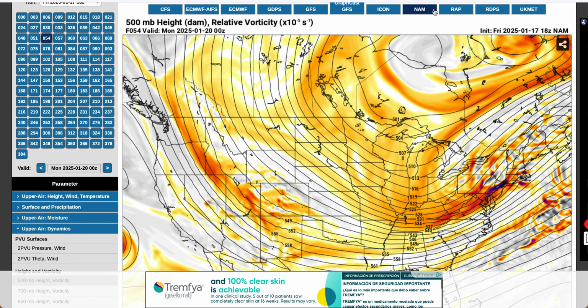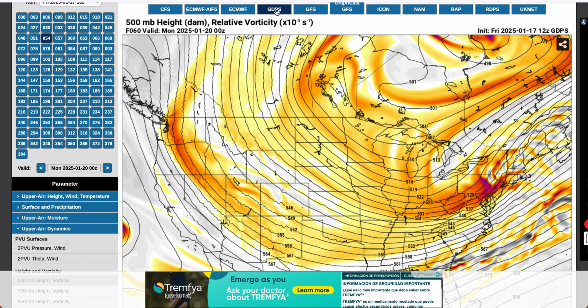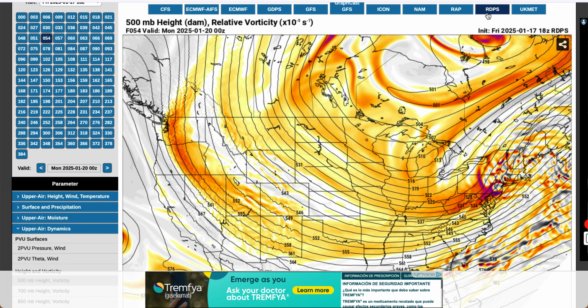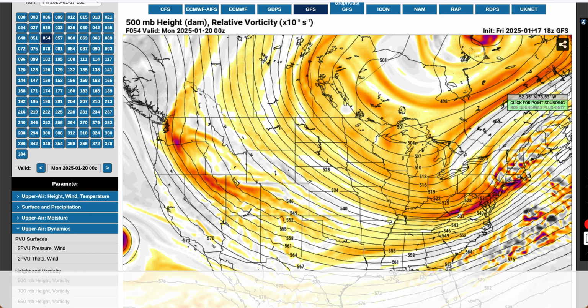The NAM model honestly has been looking like an outlier for quite a while with the storm, but it's starting to come up with something. And let's look at the RAP model real quick. Northwest, just like the Canadian. Alright, this is the Canadian regional, which is pretty similar. UK Met is more in line with the GFS solution.